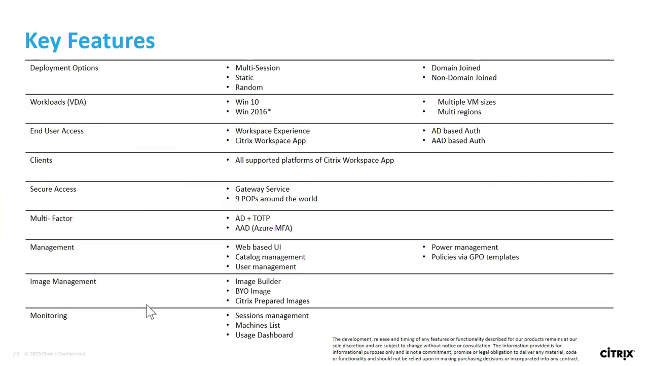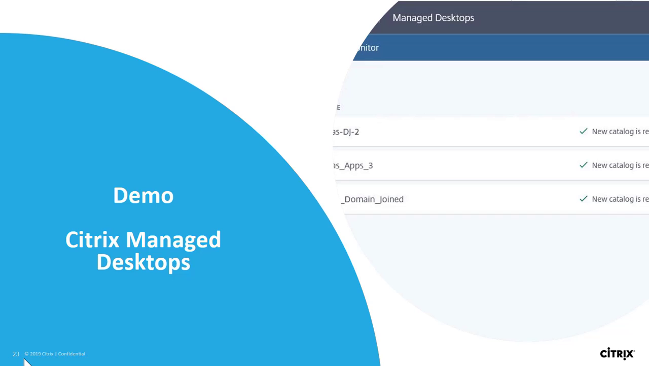There are multiple deployment options, including a non-domain joined option where you can have users that are not joined to the domain be able to access them. The workloads are Windows 10 and Windows Server 2016, and they'll be available in multiple VM sizes as well as in all the regions available when WVD is GA. While we're talking about it, let's take a look at a quick demo of the Citrix Managed Desktops admin console.